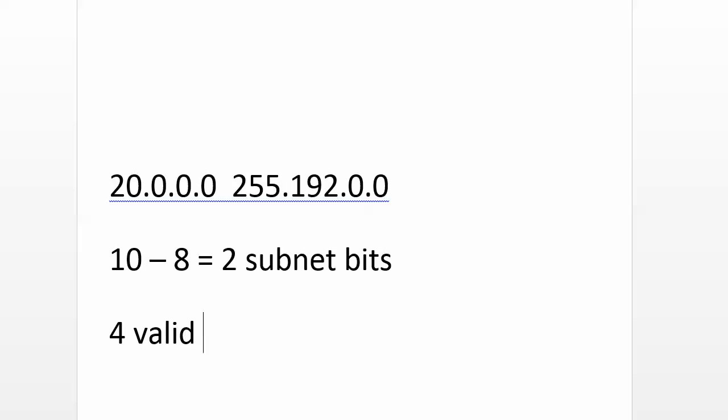Now I need to subtract the number of network bits. It's a Class A network, right? How many network bits do I have in that mask? I have 8. So we have 2 subnet bits. And what is 2 to the second power? 2, 4. Done. You have 4 valid subnets.